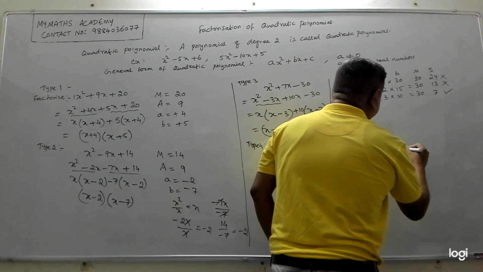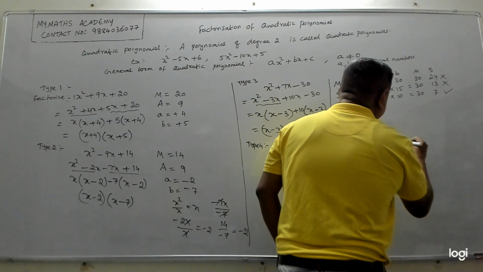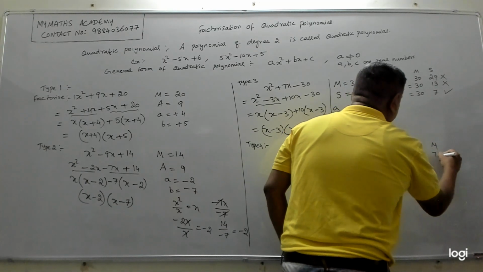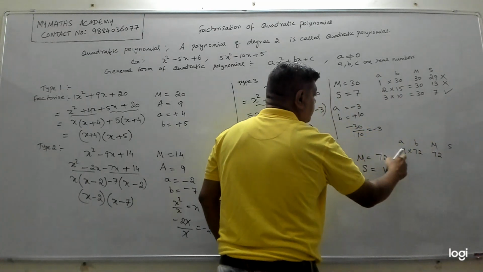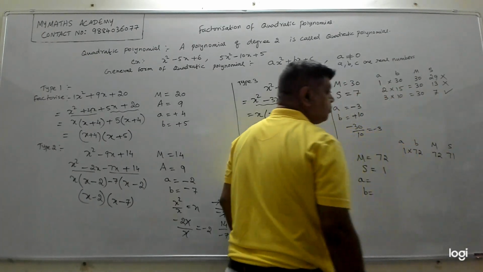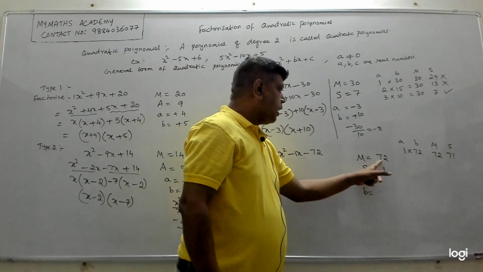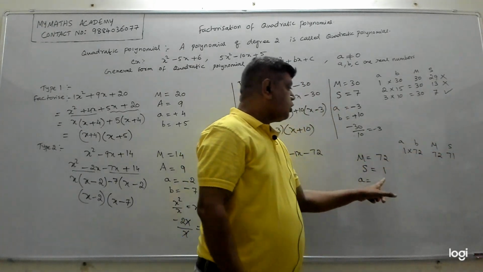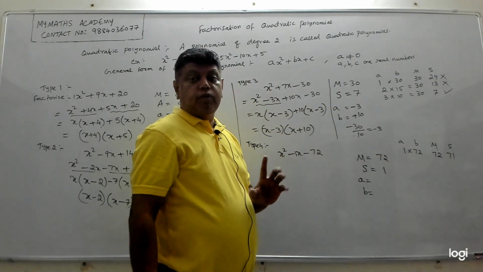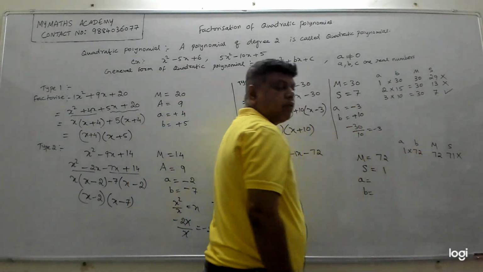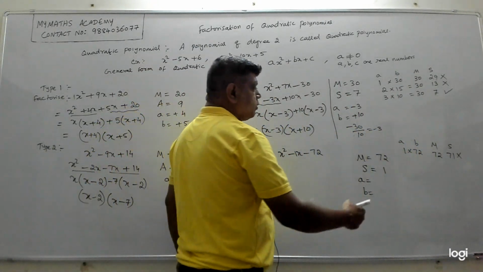So 72 can be written as 1 into 72. This is a, this is b. 1 into 72, multiplication is 72. Subtraction is 72 minus 1, which is 71. But what should I get? I should get m as 72. That is correct. But s is 71, and we should get 1 when we subtract. So this number won't work. Right? Now next, this a and b won't work.